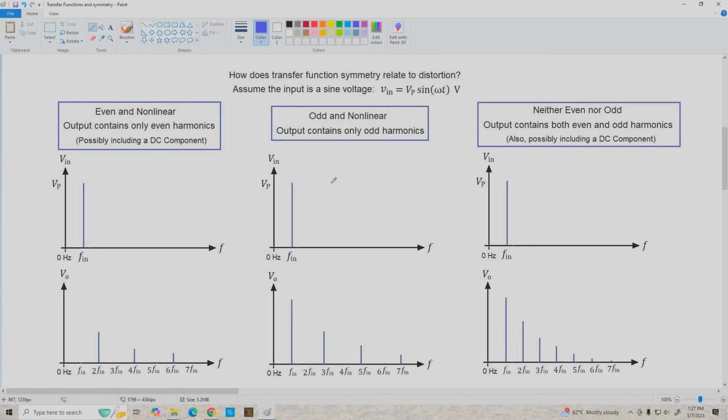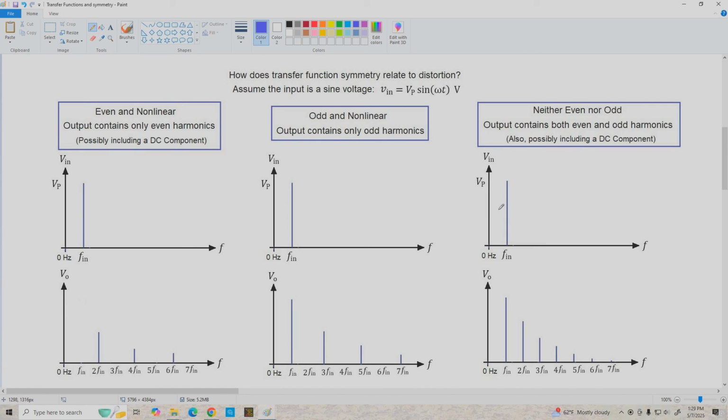If we apply this same input to an amplifier that has odd transfer function symmetry and it's nonlinear, the output should only contain odd harmonics, and that means it should contain the original frequency. 1 is an odd number, so 1 times Fin comes out, then 3, 5, 7, and so on. And generally speaking, the harmonics are going to diminish in amplitude as we increase in frequency. And that's the same with the even transfer function symmetry as well.